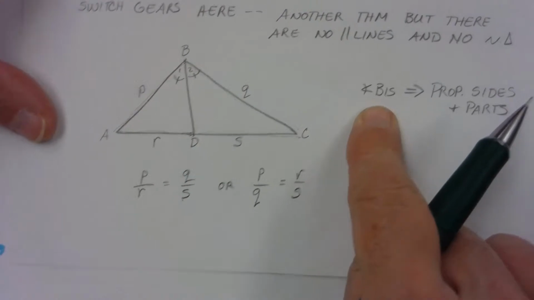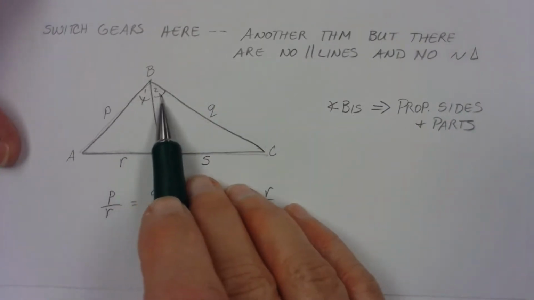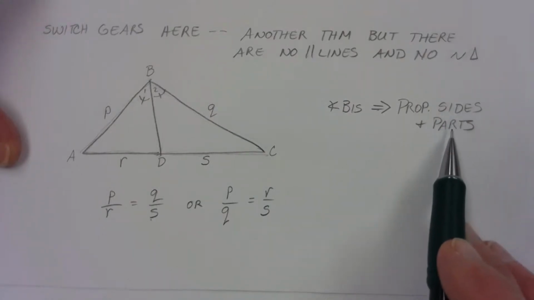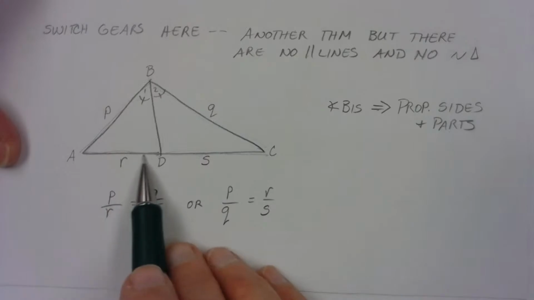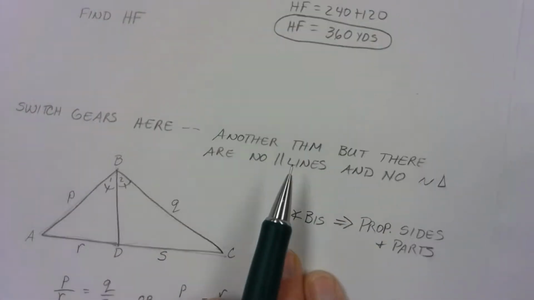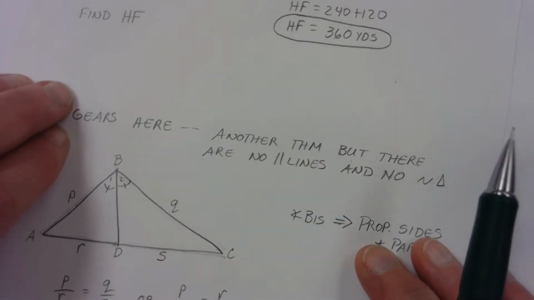Okay, so this is how we write it if we're going to write a justification for it. Angle bisectors, that's got to be present. Angle bisectors make or imply proportional sides and parts. These sides are proportional to these parts. So it's totally different than what we've been talking about, because everything else has been dependent upon parallel lines or similar triangles like we did up here, and neither one of these show up here. So this is an angle bisector theorem. It's totally different from everything else.